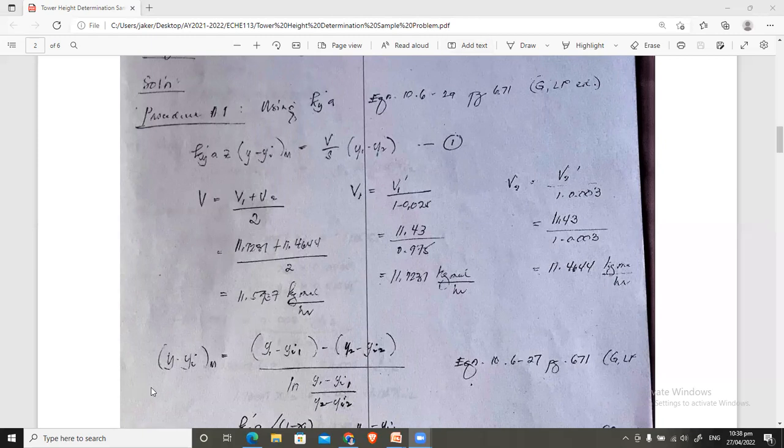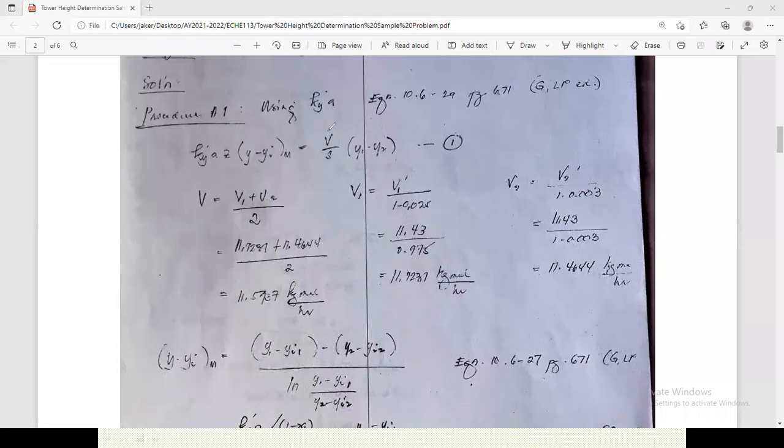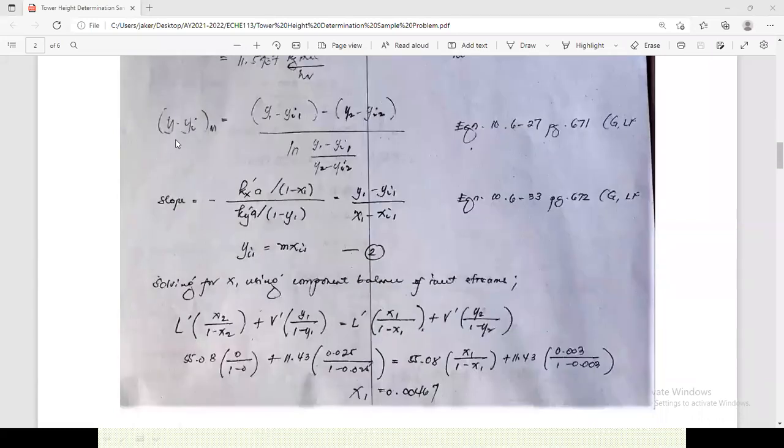Now, in terms of our formula, we have this already. This one is given in the problem. These small fractions are given in the problem. This one is given in the problem. So meaning, if I need the Z, I need to find this one, and the formula for that is written below. So the formula for the quantity (y minus y sub i) sub m is this.